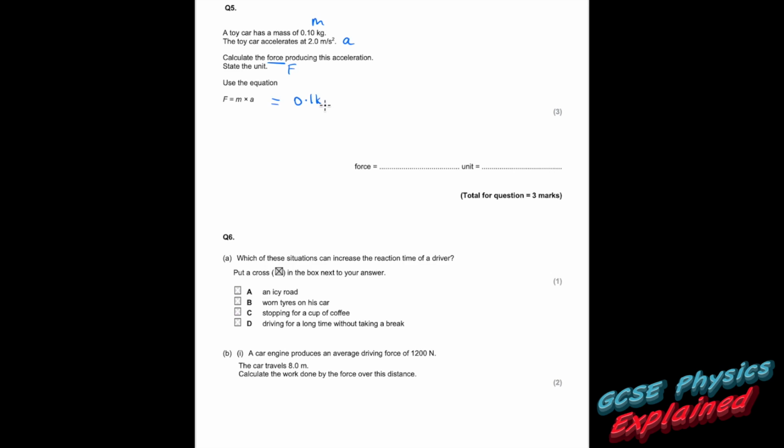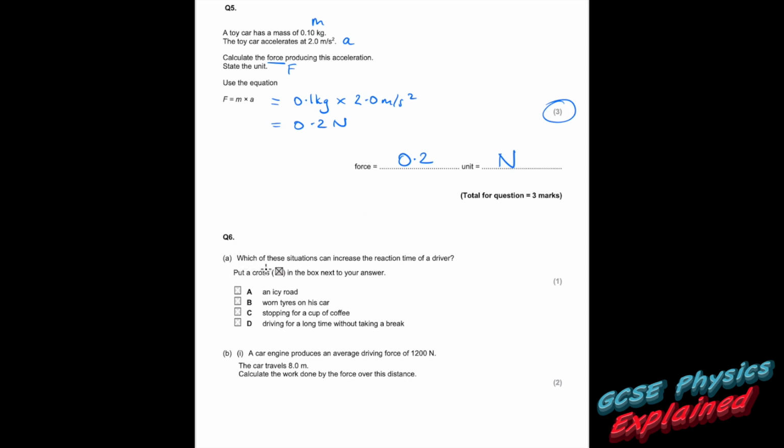So do the mass, 0.1 kilograms, multiply that by the acceleration, which was 2 meters per second squared, and that just comes out as 0.2, and that'll be newtons. You see this year they've given you 3 marks instead of 2, and they haven't told you what the units are.